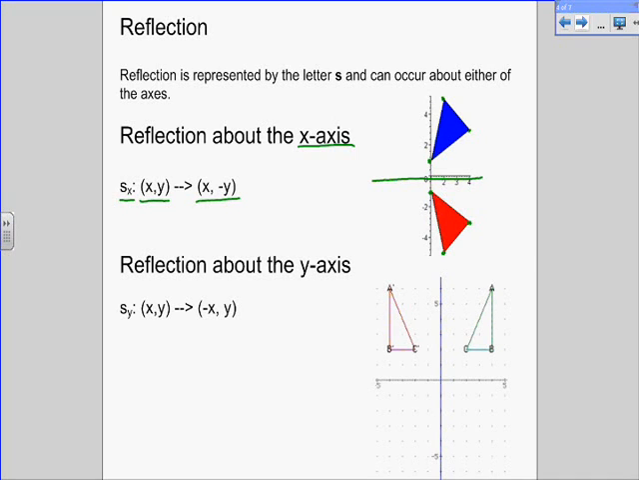If I'm reflecting about the y-axis, the way I write that down is s with a lowercase y. And what happens to my point x and y becomes -x and y. So the x will become negative and the y will remain the same. So why does that happen? Let's look at our graph here. This is our y-axis. And we can see here that all of our y values are the same. So this point C is at the same height, B is at the same height, and A is at the same height. But our x values have now become negative. So that's what ends up happening. Our value of C, the x value, becomes negative and becomes C prime. Same thing for B and B prime and A prime.